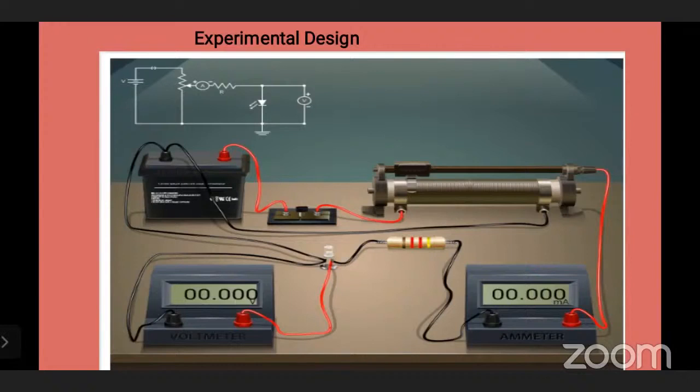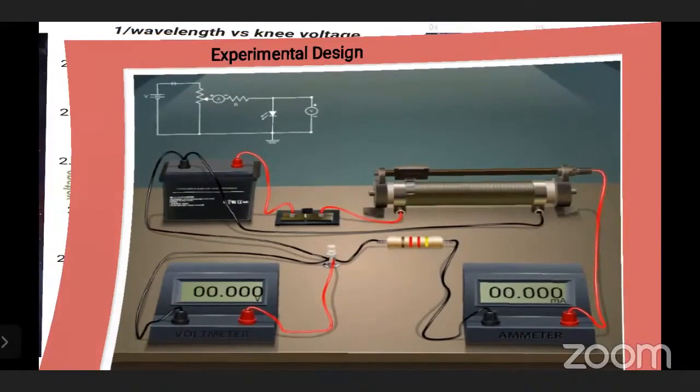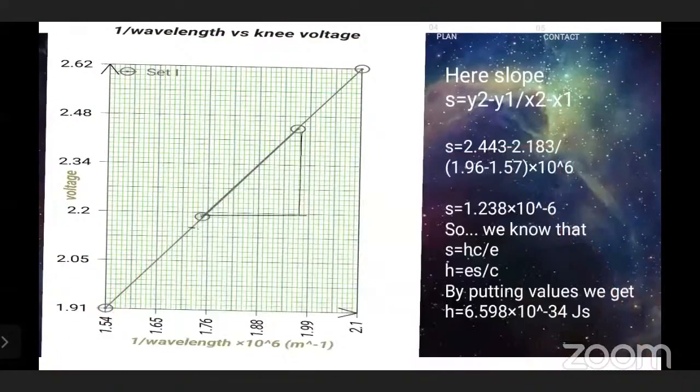By noting down the readings of current and voltage from this experiment, we have to plot the graph between the voltage and 1 by lambda. Here we see that the graph is as shown in the diagram. The graph plotted between the voltage and 1 by lambda is a straight line, and we take any 2 points and calculate the slope, that is, s is equal to y2 minus y1 upon x2 minus x1.